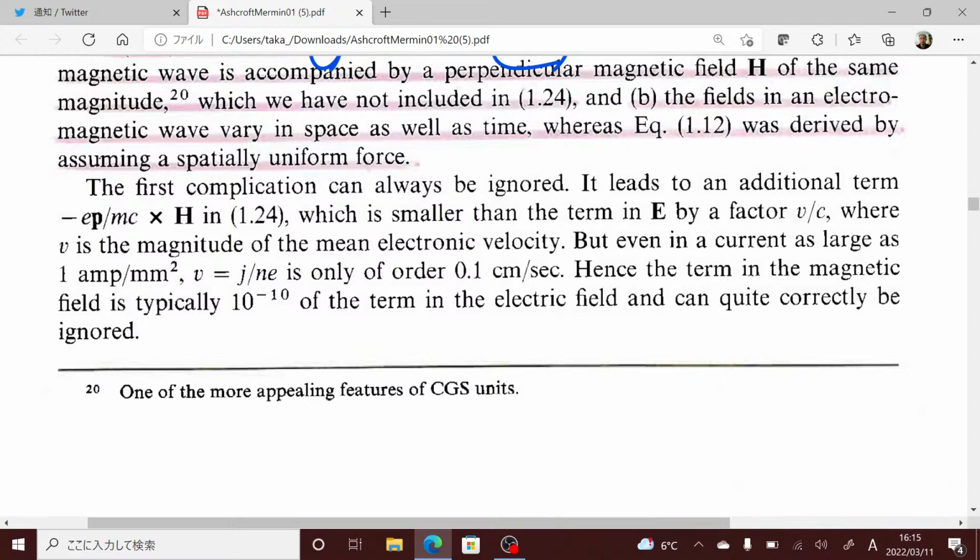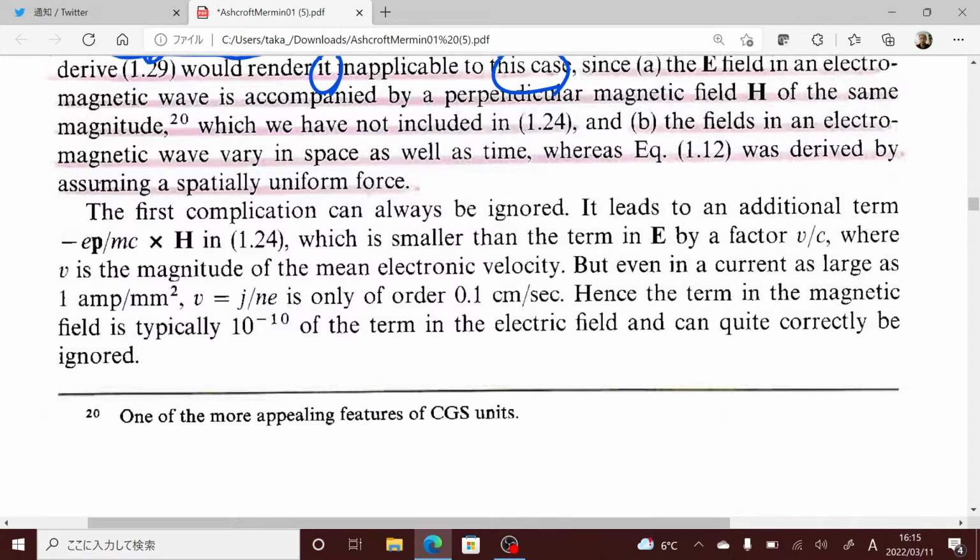It leads to an additional term, minus eP divided by mc cross H, in 1.24, which is smaller than the term in E by a factor v over c, where v is the magnitude of the mean electronic velocity.